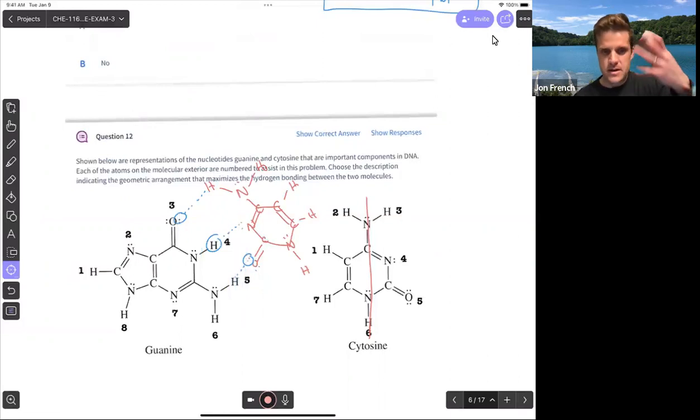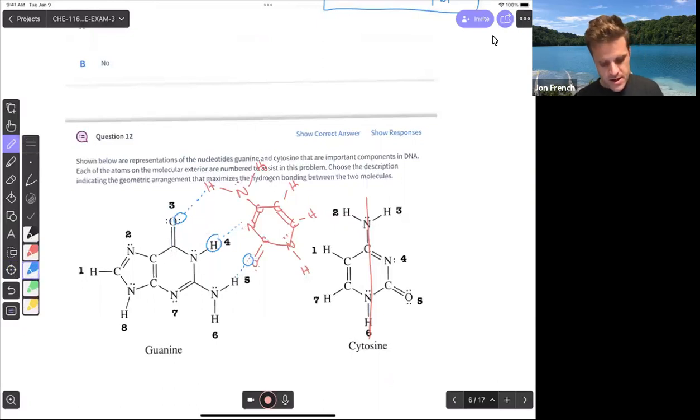So it just so happens that they match up: those lone pairs of electrons on an oxygen or a nitrogen match up with a hydrogen connected to a nitrogen. That's what we need for hydrogen bonding interactions. So we get a hydrogen bond between oxygen 3 and hydrogen 3, nitrogen 4 with hydrogen 4, and then oxygen 5 with hydrogen 5, for that hydrogen bonding pattern in question 12.